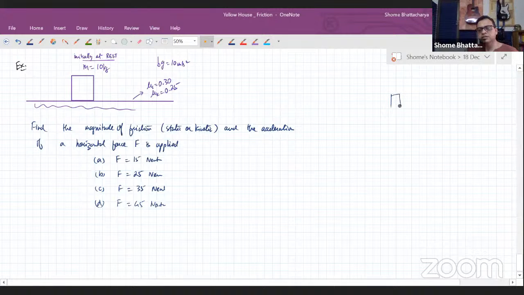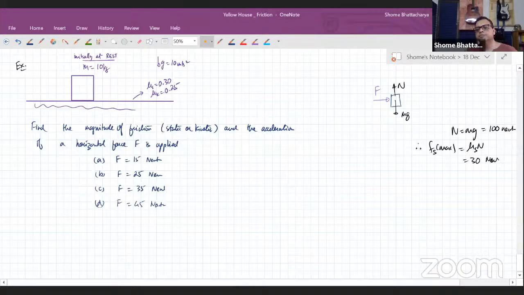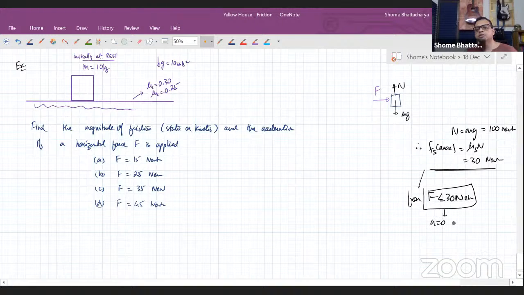So see, first thing you understand here is that because I'm applying the external force horizontally, it does not interfere with normal reaction. So again, it's a case where normal reaction is equal to weight, which in this case is 100 newtons. So my maximum static friction available is going to be mu s into N, that is going to be 30 newtons. So from this, what we can understand: for F less than or equal to 30 newtons, what will happen? The acceleration of the block will be zero and static friction will balance the external force.